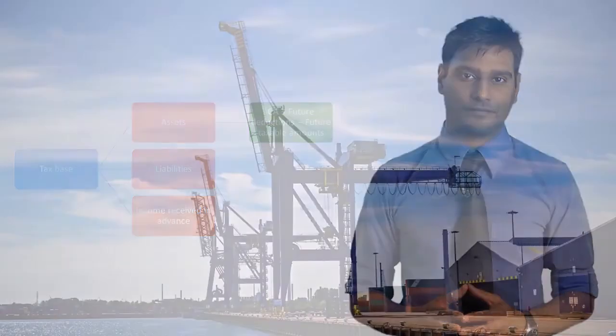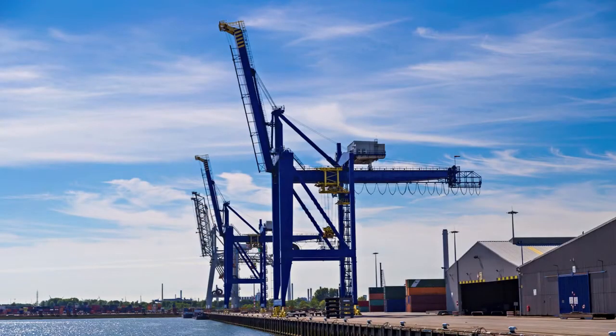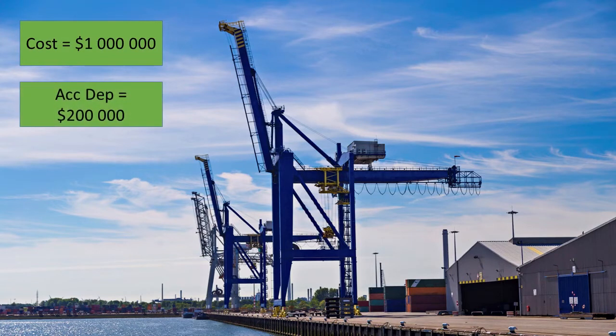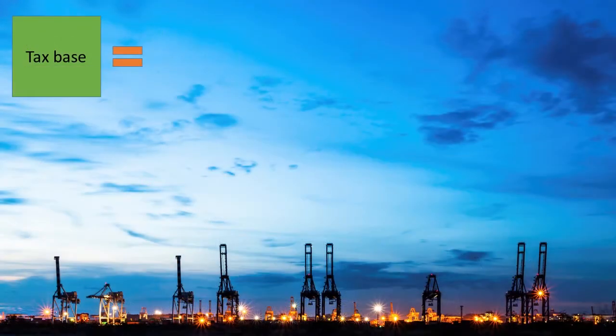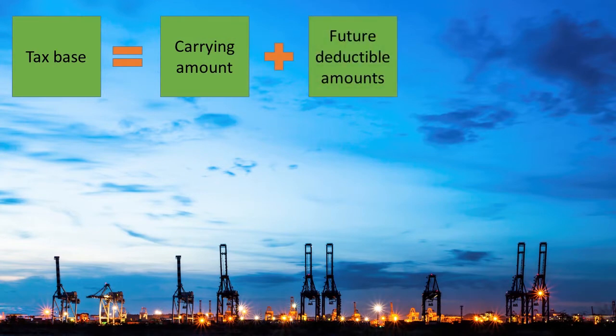taxable amounts. Consider a crane with a cost of $1 million and accumulated depreciation of $200,000. The carrying amount of the crane is $800,000. What will be the tax base of the crane? The crane is an asset, and the tax base of an asset is equal to the carrying amount plus future deductions minus future taxable amounts.